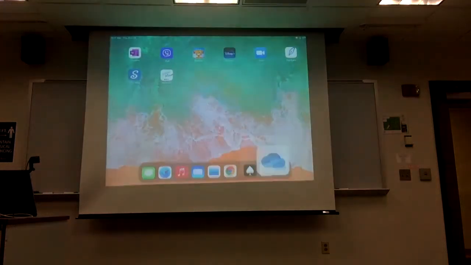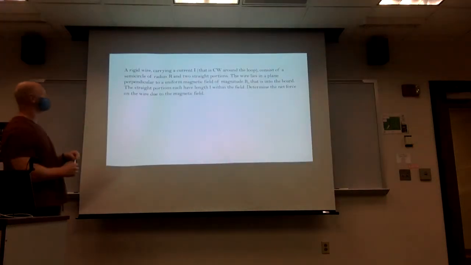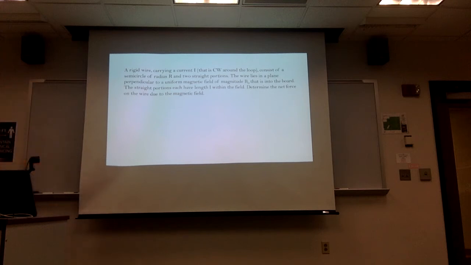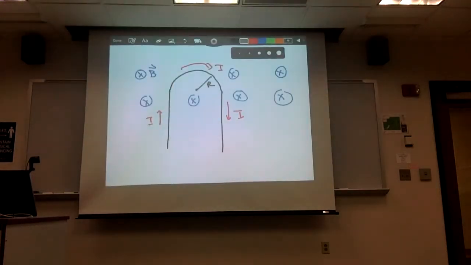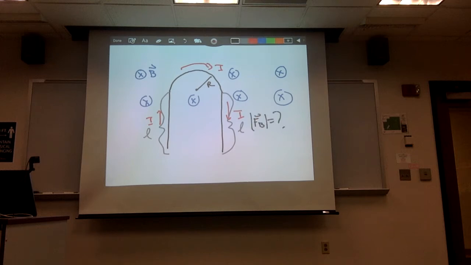Let's go back to our question. So this then says the straight portions each have a length of L within the magnetic field. Determine the net force on the wire due to the magnetic field. So we're told that this section here is the same as the other one, which is also a length of L. What I'm looking for then is what is the magnetic force on this wire? So what's the net magnetic force?